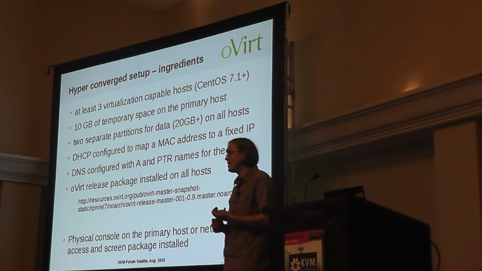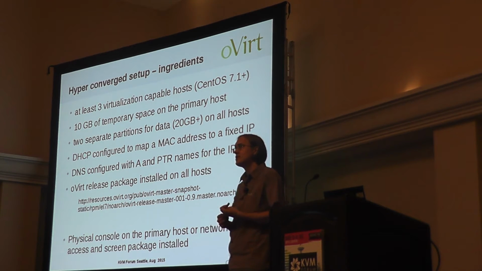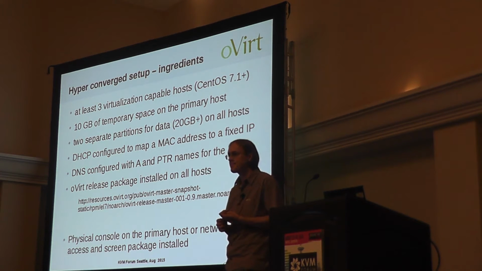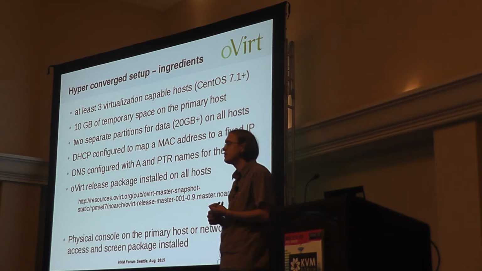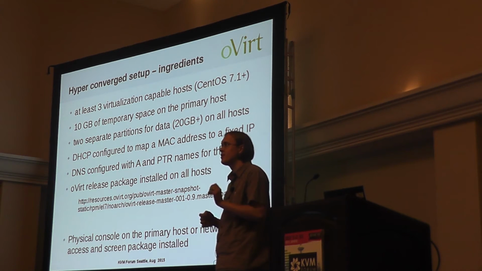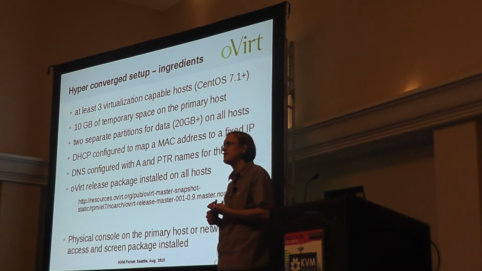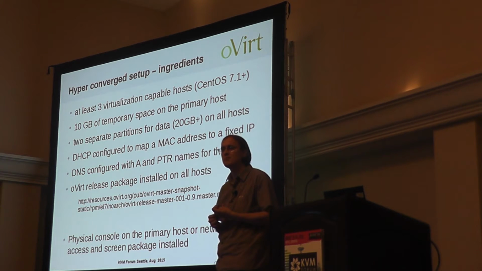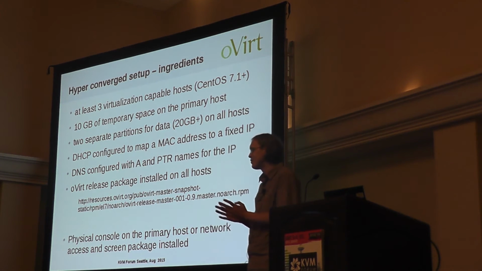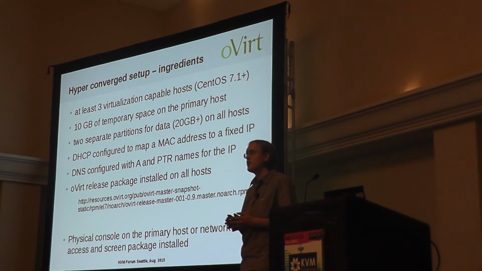So the actual ingredients. We'll need at least 3 virtualization-capable hosts. Currently with CentOS 7.1 or RHEL 7.1 plus, with oVirt repositories or RDO on top of RHEL or on top of CentOS. Currently, we are actually not 100% sure about the status of RDO. We'll have to work with the team to make it more seamless and more reliable. You will need at least 10 gigabytes of temporary space on the primary host.